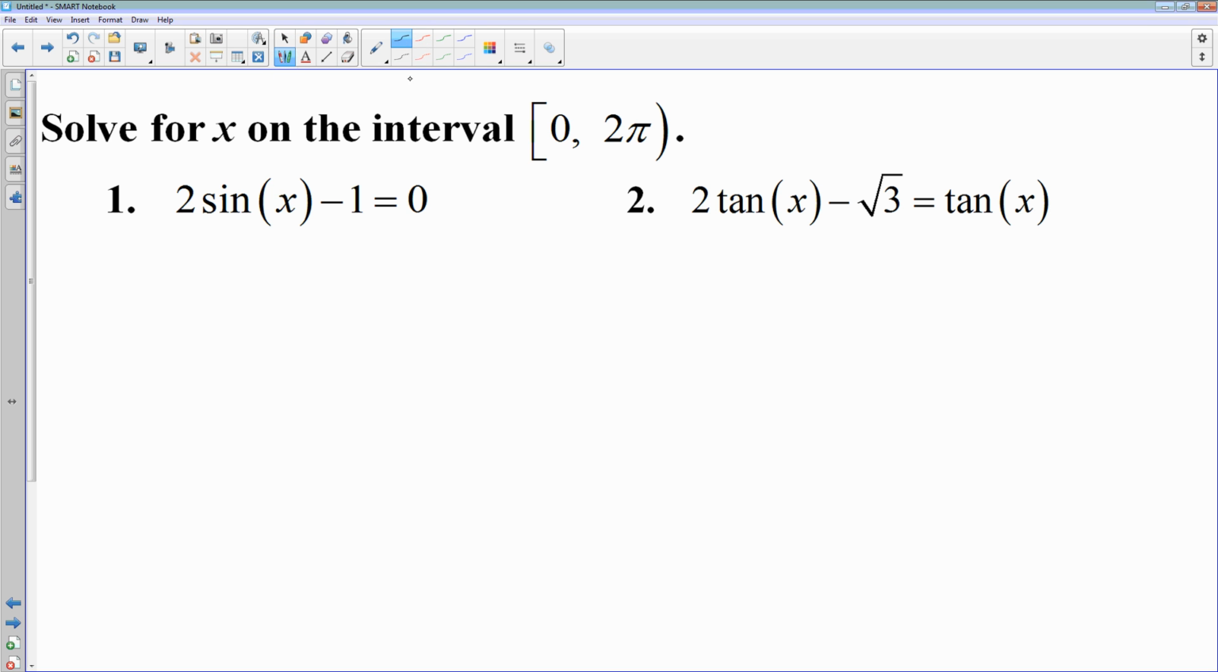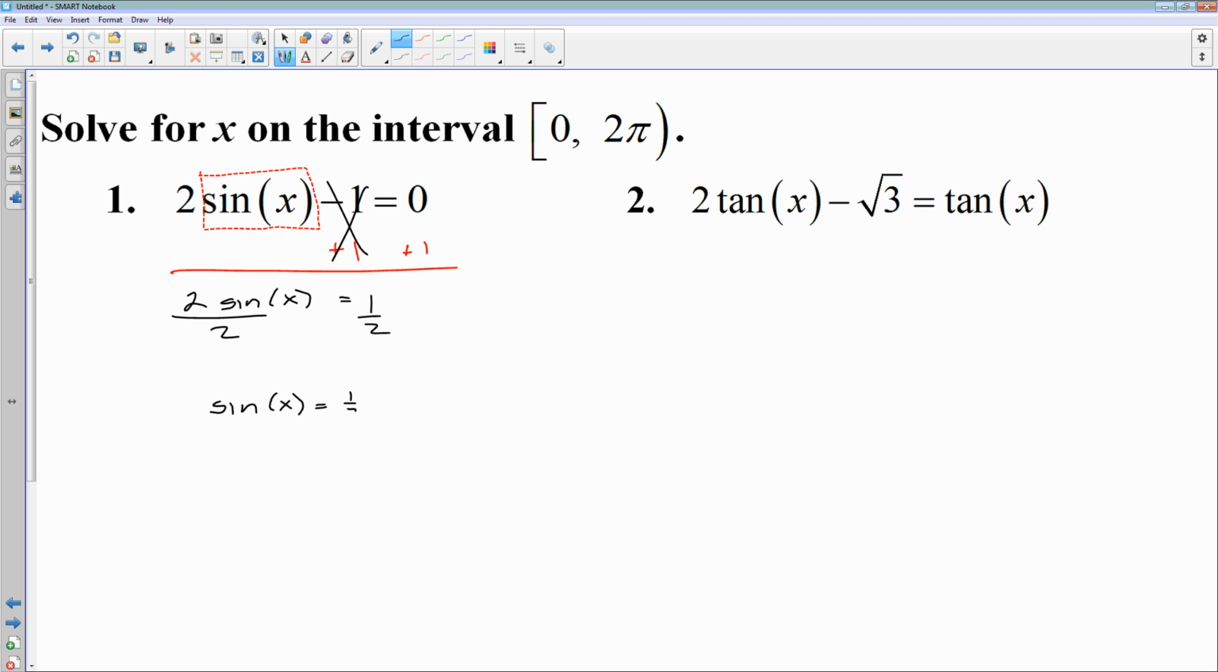So on a problem like number one, what I want to do, if possible, is to get my trig function all by itself. I want to get sine x alone. And to do that, I will add 1 to both sides of this equation. That will give me 2 sine x. Negative 1 plus 1 is 0, equals 0 plus 1 is 1. Then I would divide by 2. So I'm trying to solve for sine x, get sine x by itself. So sine x equals 1/2. You can cancel those. And at this point, we have sine x equals 1/2.